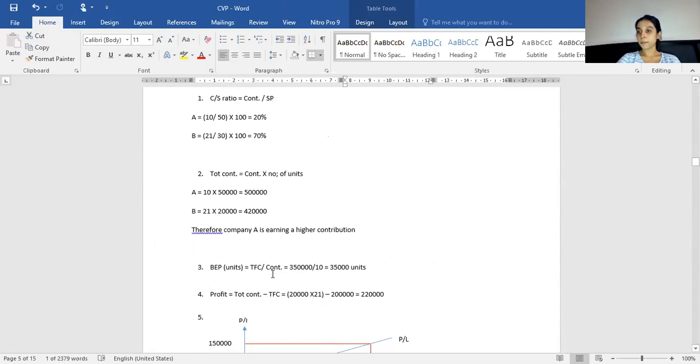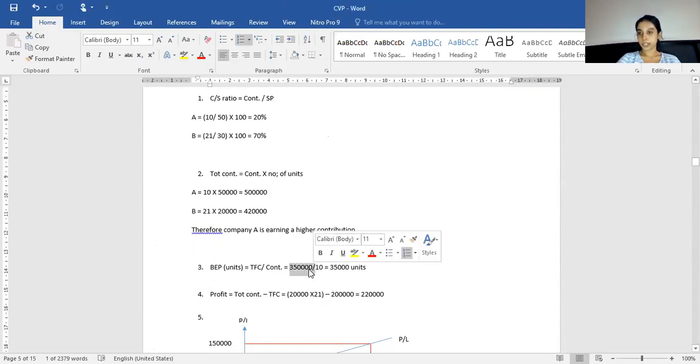How do you calculate the break-even units? Total fixed cost divided by the contribution. The total fixed cost was given as 350,000, divided by 10, the per unit contribution. 350,000 divided by 10 will be equal to 35,000 units. That is the break-even number of units for product A.